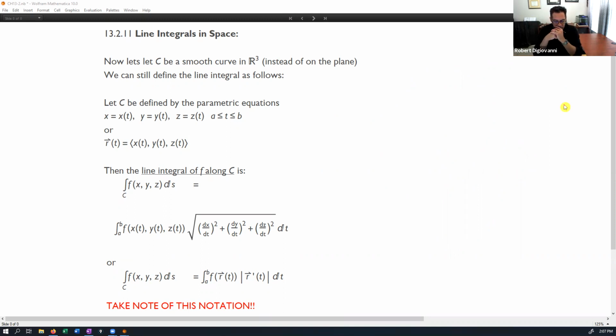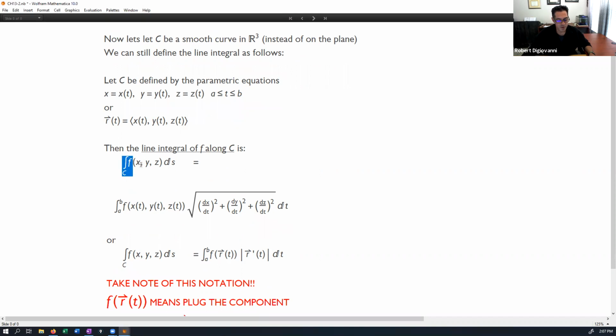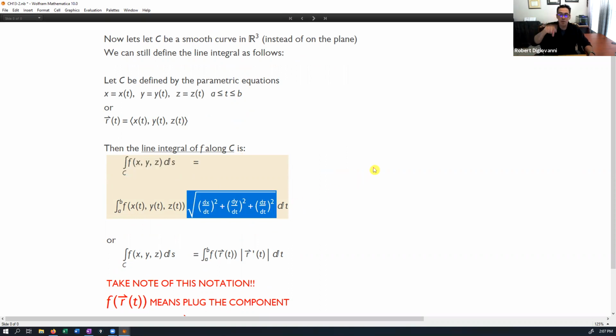So, what changes? Everything is exactly the same. Now we just have this three-dimensional idea. This is the notation for the line integral. It's the same thing, a single integral over C, but now we have f of x, y, z because we have three pieces to the function. And ds is still the same, but ds is now the square root of the sum of all three of the derivatives squared and added together. That still represents a hypotenuse of something, but in three-dimensional space instead of two-dimensional space. Okay?